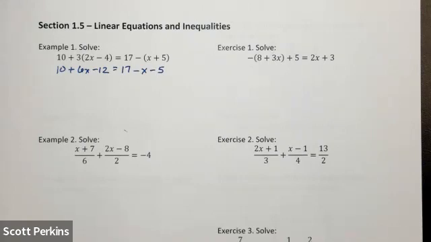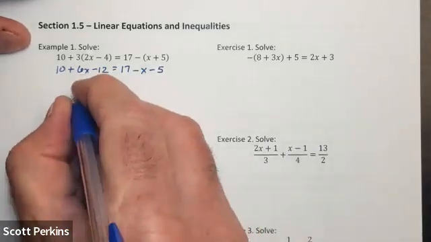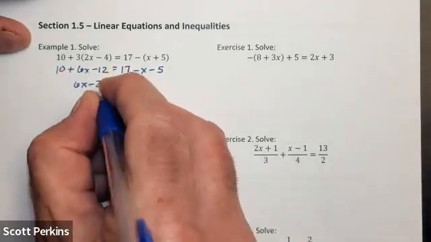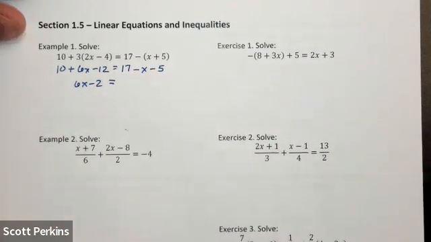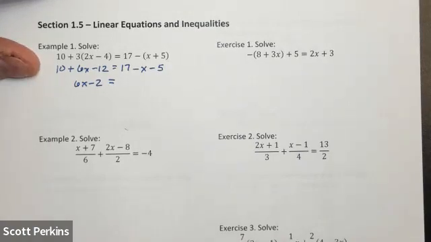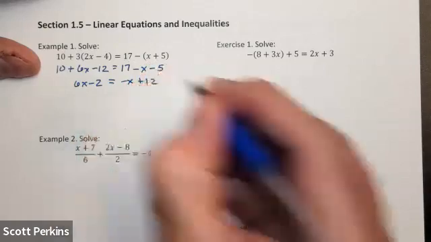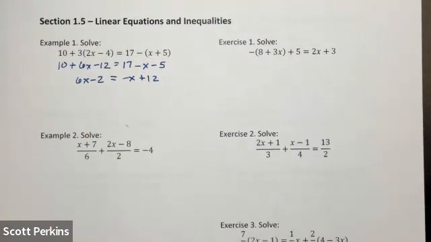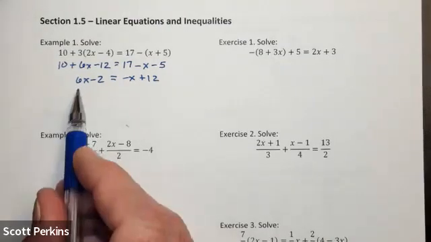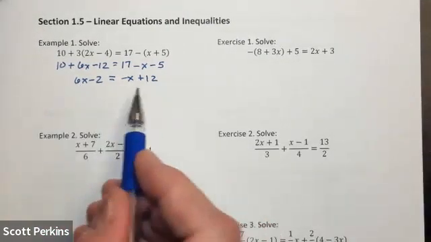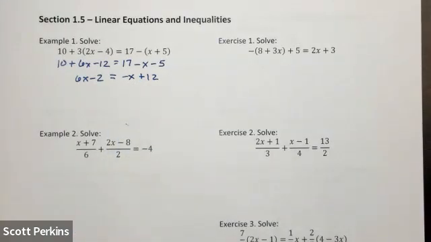Yeah, let's get those like terms together. I don't need all those extra terms to deal with. So on the left, what are my like terms on the left of this problem? Yeah, the 10 and the -12. So I have 6x, and 10 minus 12 is -2. And on the right side of this, what are my like terms? Yeah, the 17 and the -5. So I have -x, and 17 minus 5 is +12. Just a note, you can have the terms in a different order. If you have -2 plus 6x, or if you have 12 minus x, that is totally fine.